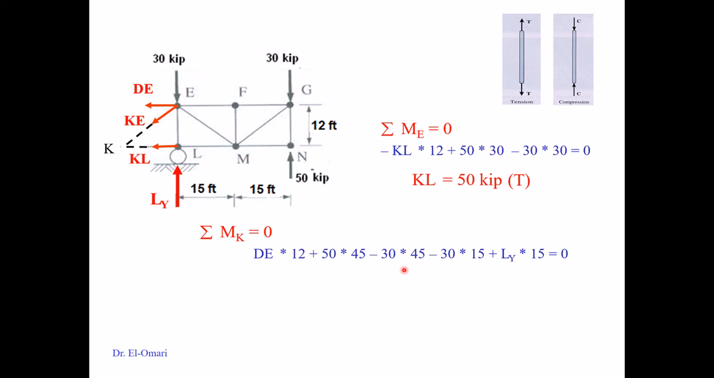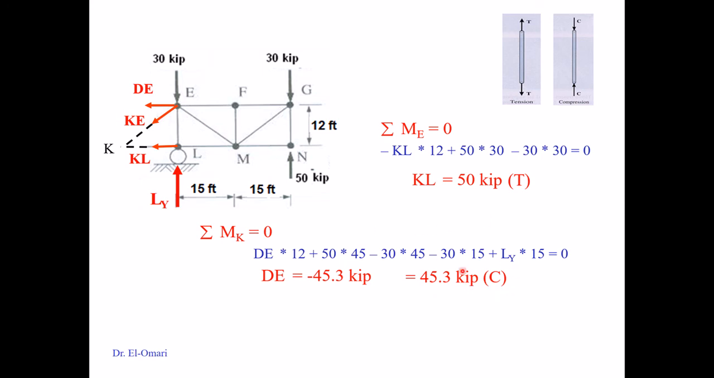You solve it, substitute for the Ly that we got. Now you see here we get a negative answer. Negative answer means that this should be in the opposite direction. So instead of going out of the joint, it should go towards the joint, which means it has to be compression. So your answer would look like that: this is 45.3 kilopounds, and it is compression.